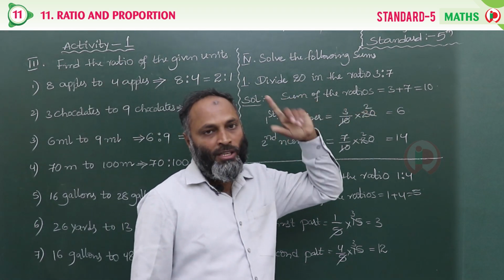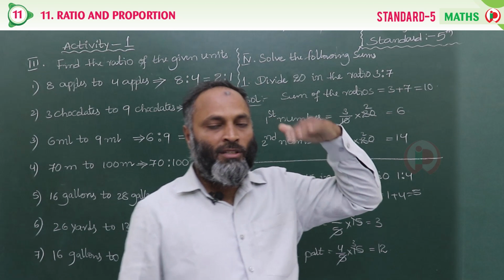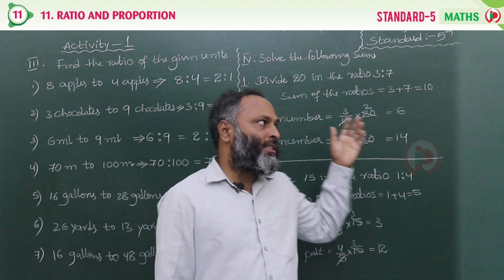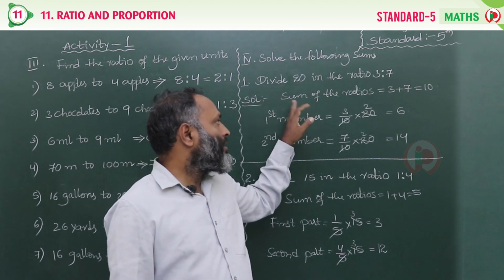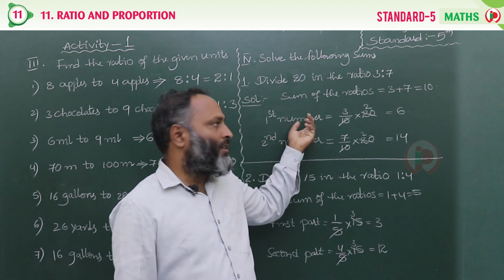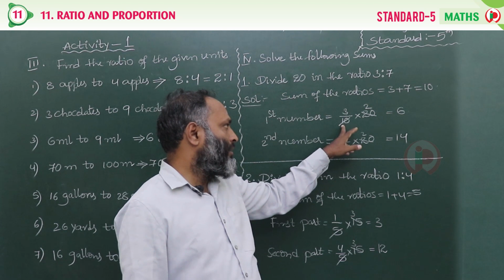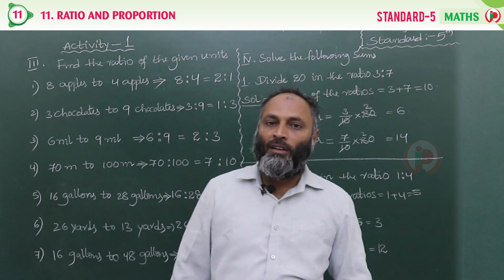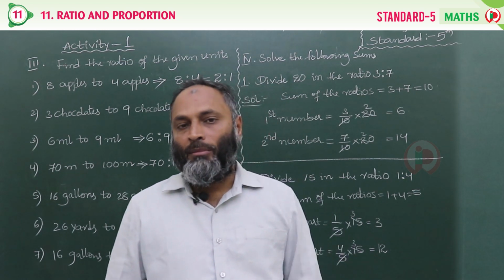First, what to do: if the ratios are given, first you should find the sum of the ratios. After that, according to the number given, take that number. The first part means the first number: take the first ratio by the total ratios into the given number. Simplify that, then you'll get the first part. In the same way, find the second part also.